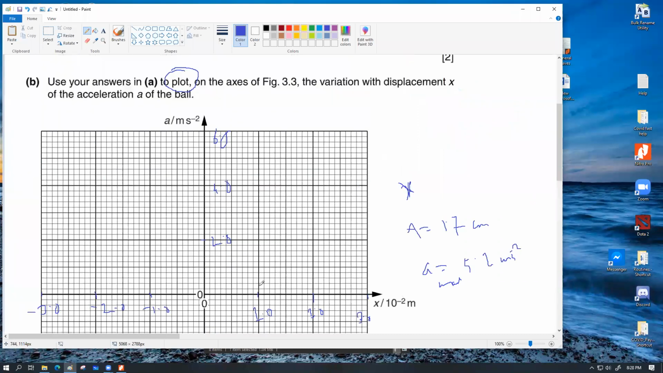So 5.2 কোন জায়গায় হবে বলো? এখানে হচ্ছে 4, extra is 0.2 over here. So এখানে হচ্ছে 5, এখানে হচ্ছে 5.2. So 5.2 should be available at 1.7.